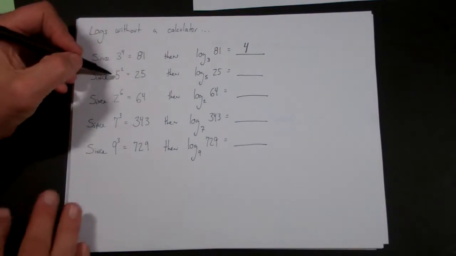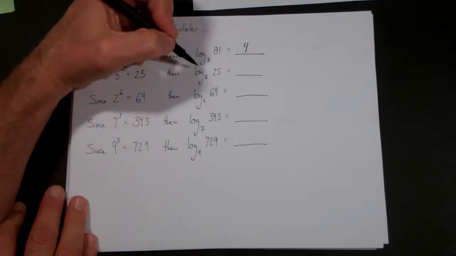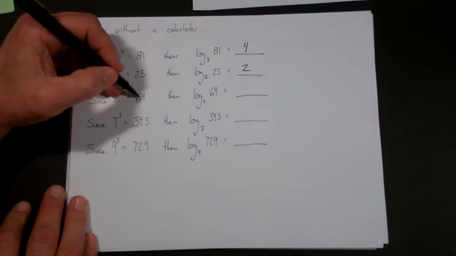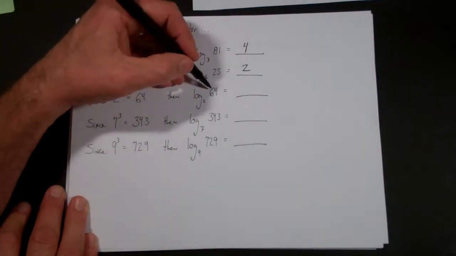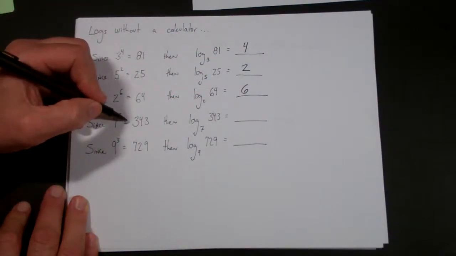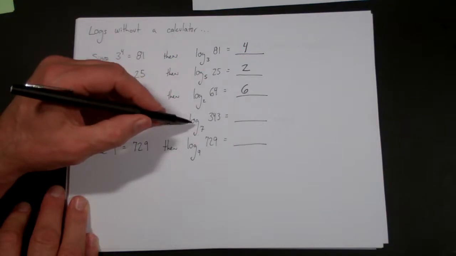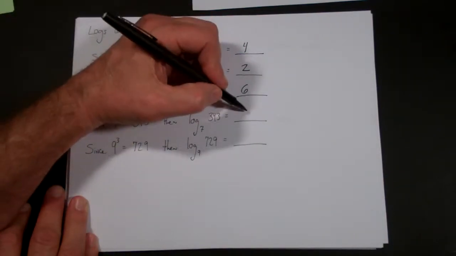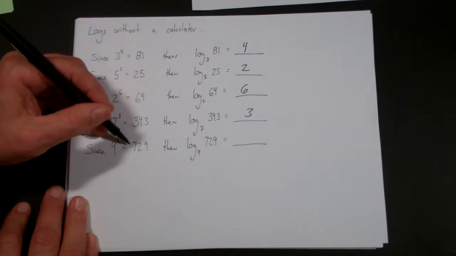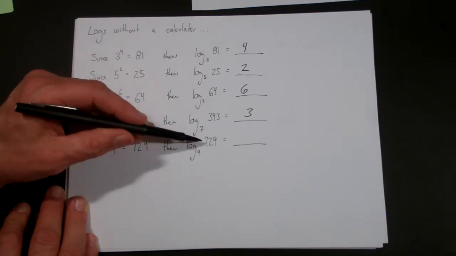Let's do some more. 5 squared is 25, so the fifth log of 25 is 2. 2 to the 6th is 64, so the second log of 64 is 6. 7 to the 3rd is 343, so therefore we say that the 7th log of 343 is going to be 3. 9 to the 3rd is 729, so the 9th log of 729.